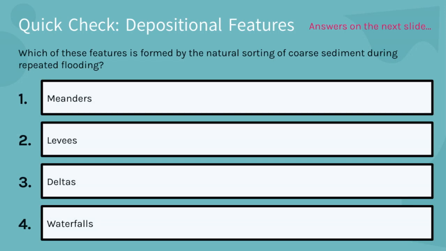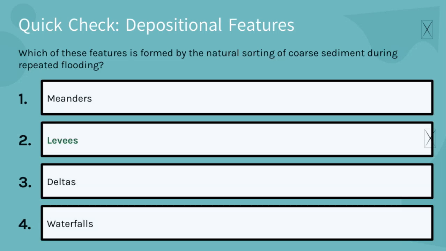The question is, which of these features is formed by the natural sorting of coarse sediment during repeated flooding? Is it meanders, levees, deltas, waterfalls? Take a few seconds to think about your answer. Remember, the question is asking about a feature created by repeated flooding and the sorting of coarse sediment. Coarse sediment means larger, heavier material, which is dropped first when floodwater loses energy.